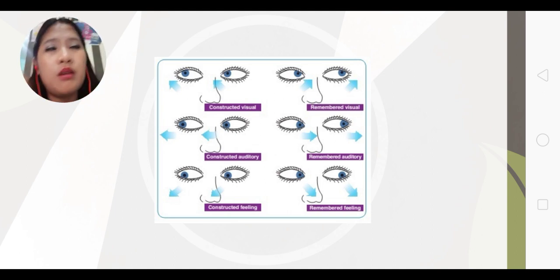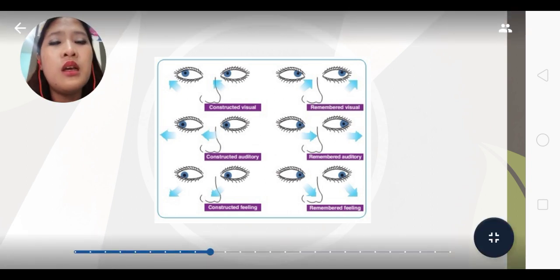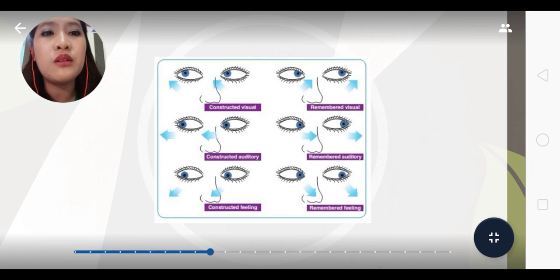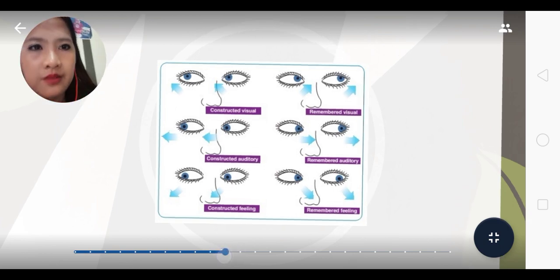So make sure that you take note of how they speak and how they move their eyes, because that could give hints. But again, there are people who have perfected the art of lying, so they could really look you straight in the eye and still lie.